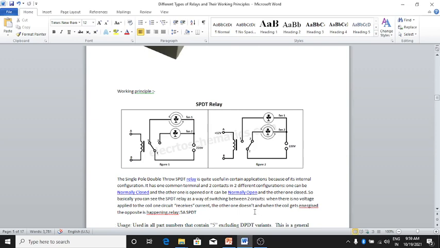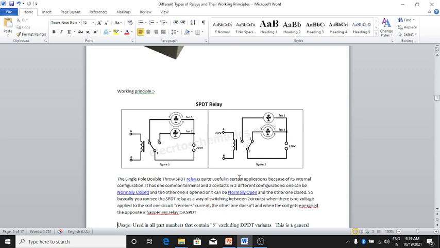When there is no voltage applied to the coil, one circuit receives current, the other one does not, and when the coil gets energized, the opposite happens with a single pole double throw SPDT. Here are two circuits, right? Two output terminals there, 1 and 2. In the first figure, when we apply current, it is connected to 1. That is, fan 1 is on, at that time fan 2 is off. Clear? In the second circuit, when we apply current to the coil, the second case happens. At that time the second fan is connected, 1 is off.